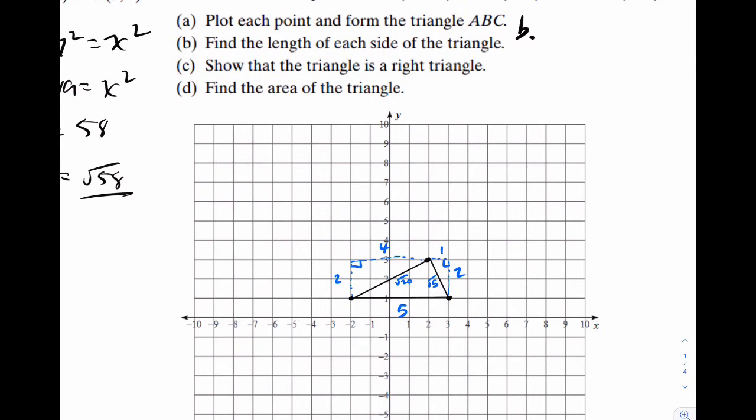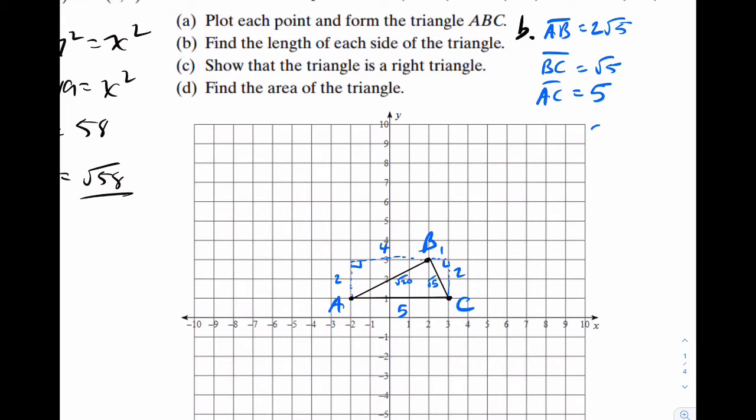Now let's write the answer. So we have the length from A to B, so I'll put AB with a line over it. The length from A to B, and I'll label it to make it more clear. This would be 2 root 5, or root 20. And then the length from B to C is going to be root 5. And the length from A to C, that's going to be 5. So notice how quick that was if you just do the Pythagorean theorem and use what you learned last year.